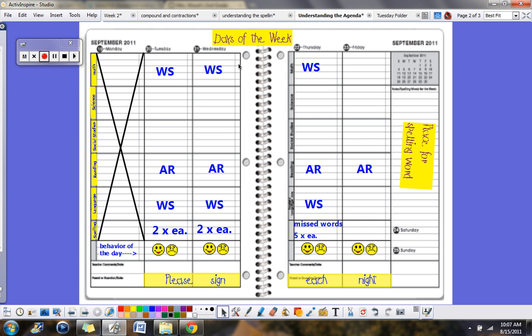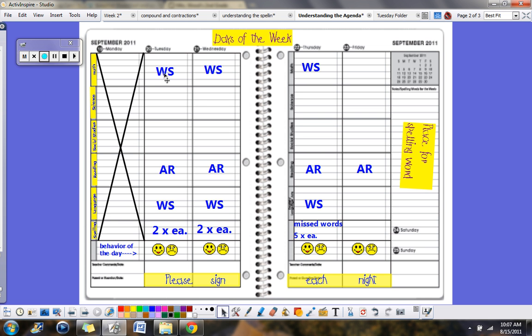Now that we know what the agenda looks like, let's look at what they have to write down. Inside the agenda, you also find the homework assignments. This is what your child should write down every week. If they write down their homework assignments, they get an extra $1.